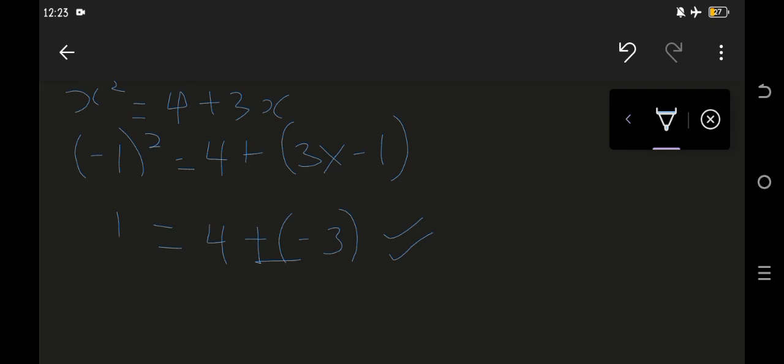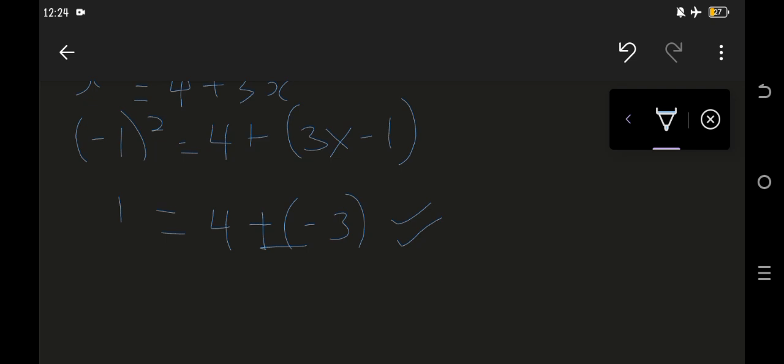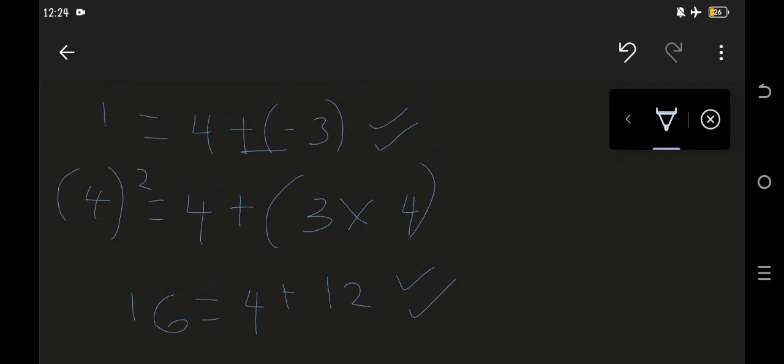The second one, for x is equal to 4: that will be 4 squared is equal to 4 plus 3 times 4. So what is 3 times 4? 12 plus 4 is equal to, what is 4 squared? 16. So this is also true because 4 plus 12 is 16. Therefore, our answers are correct.